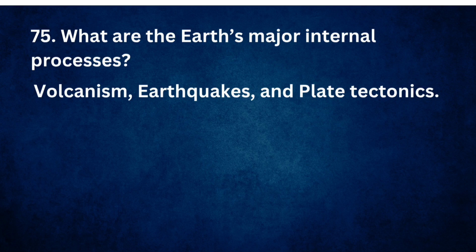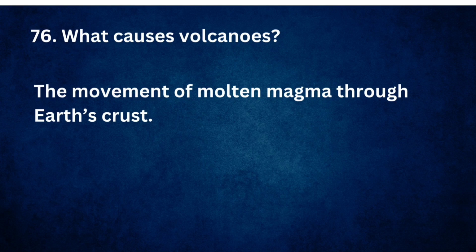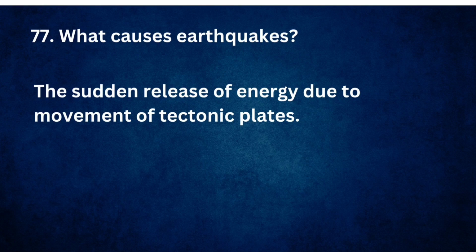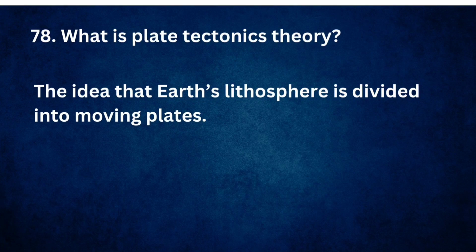What are the Earth's major internal processes? Volcanism, earthquakes, and plate tectonics. What causes volcanoes? The movement of molten magma through Earth's crust. What causes earthquakes? The sudden release of energy due to movement of tectonic plates. What is plate tectonics theory? The idea that the Earth's lithosphere is divided into moving plates.